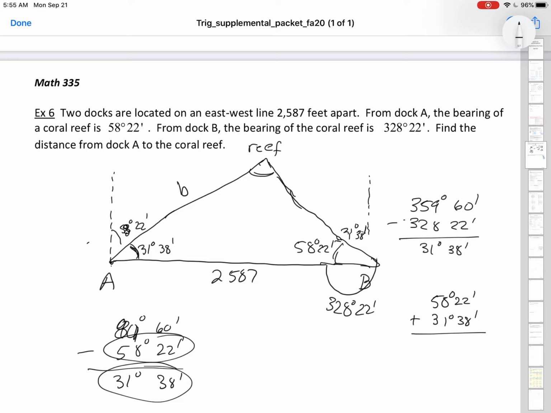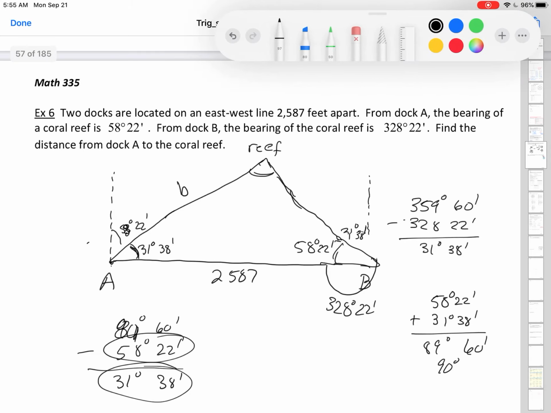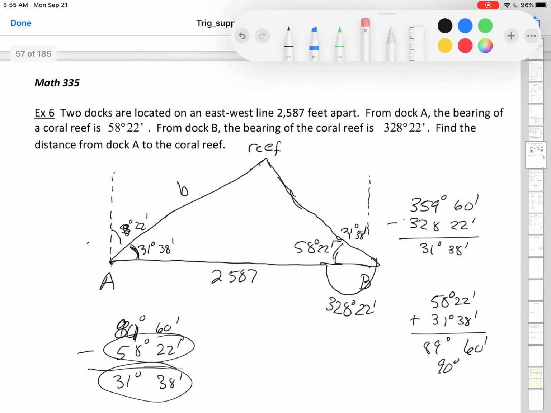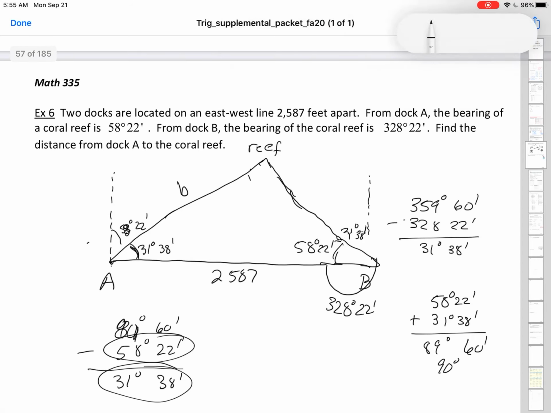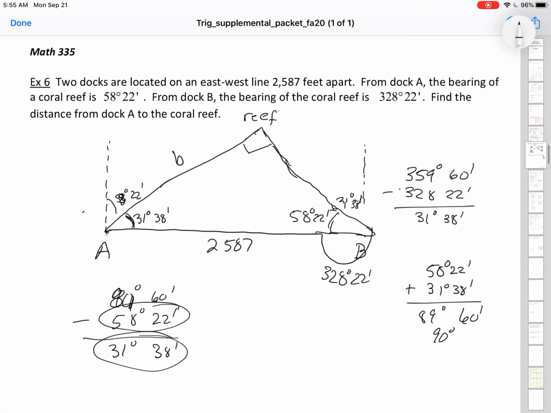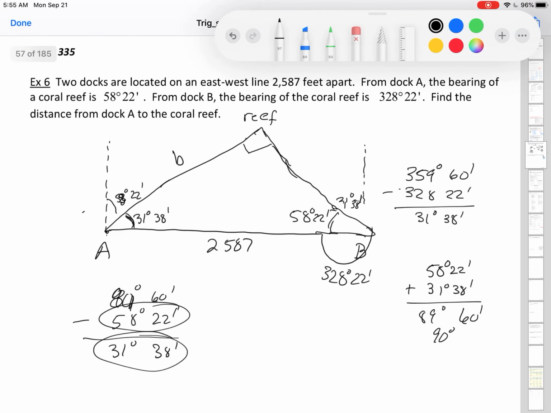And look what happens here. Here we get a 60 minutes. Here we get 89. And so here's what we find out: that this is a 90-degree angle up here. So the angle that these happen to meet at is a 90-degree angle. So we did all of that work, and now we don't have to do as much. We don't have to use the law of sines, although we can.